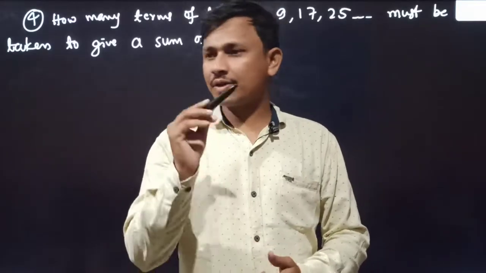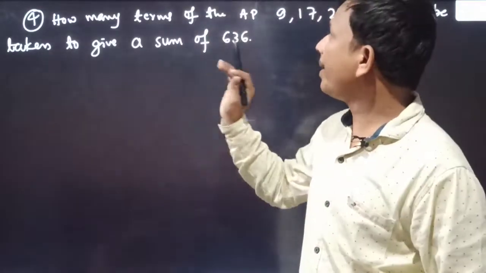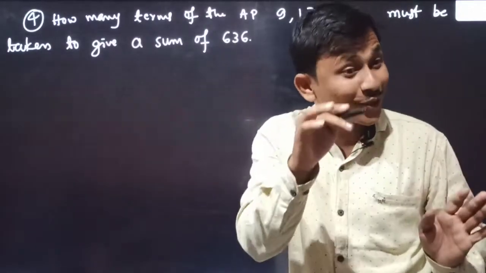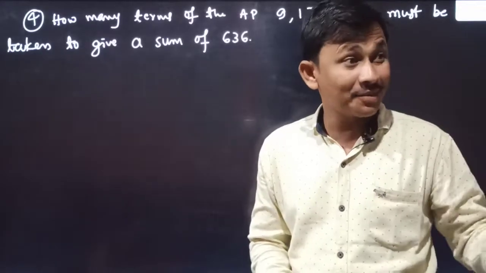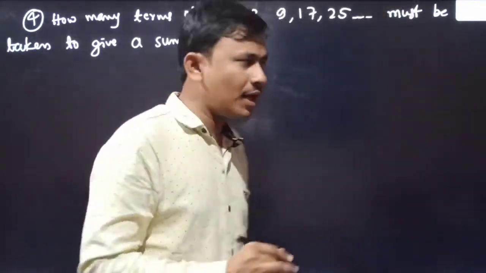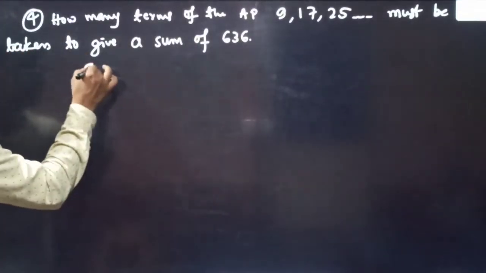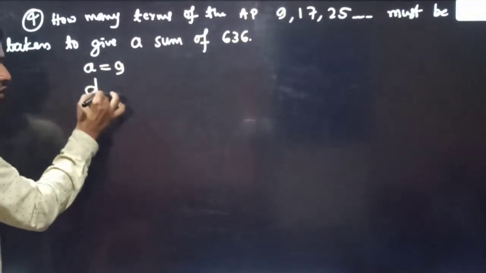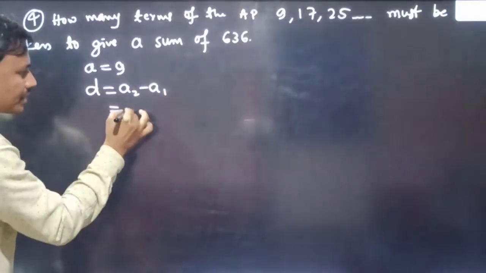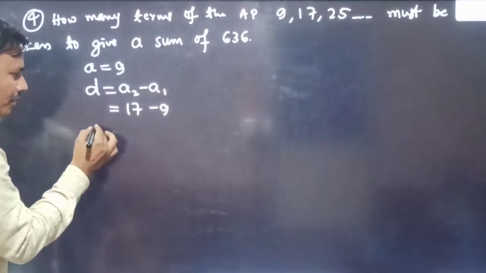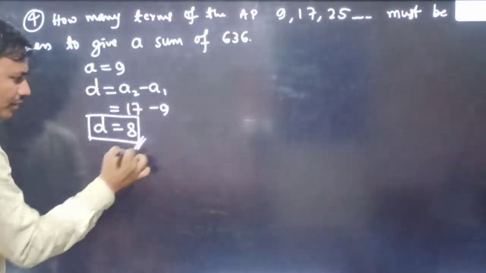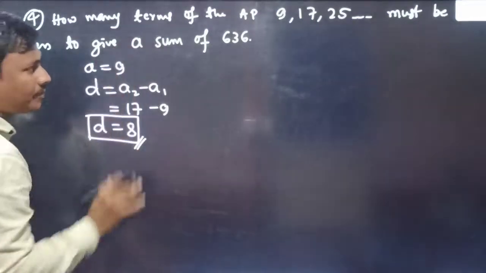Fourth one, the question is, what is the question here? How many terms of the AP? How many terms means n is equal to question mark. How many terms? n is equal to question mark of the AP. What is a value? 9. a is equal to 9. What is common difference formula? What is second number? 17 minus 9. What is d value? 8. Correct?